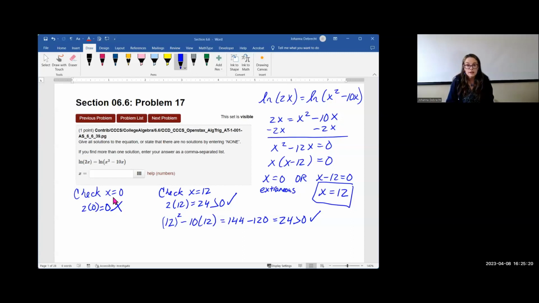Then I check the possible solution x equals 12 in both answer parts to ensure they give me a positive number. The first one gives me 2 times 12, which is 24, and is definitely positive. The second, when I square it and then multiply it by 10 and subtract from that, I get 24, which again is positive. That means the only solution to this problem is 12.